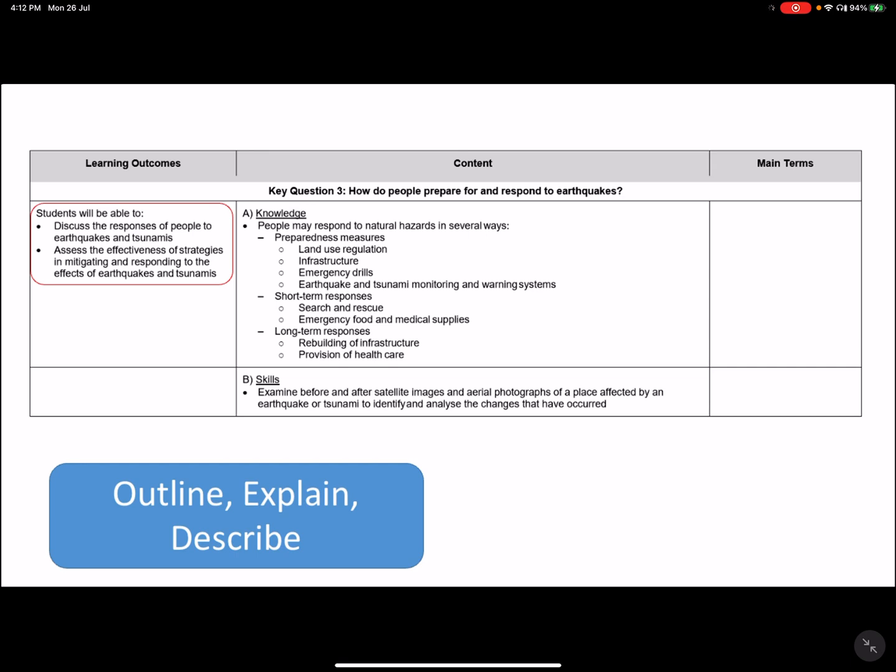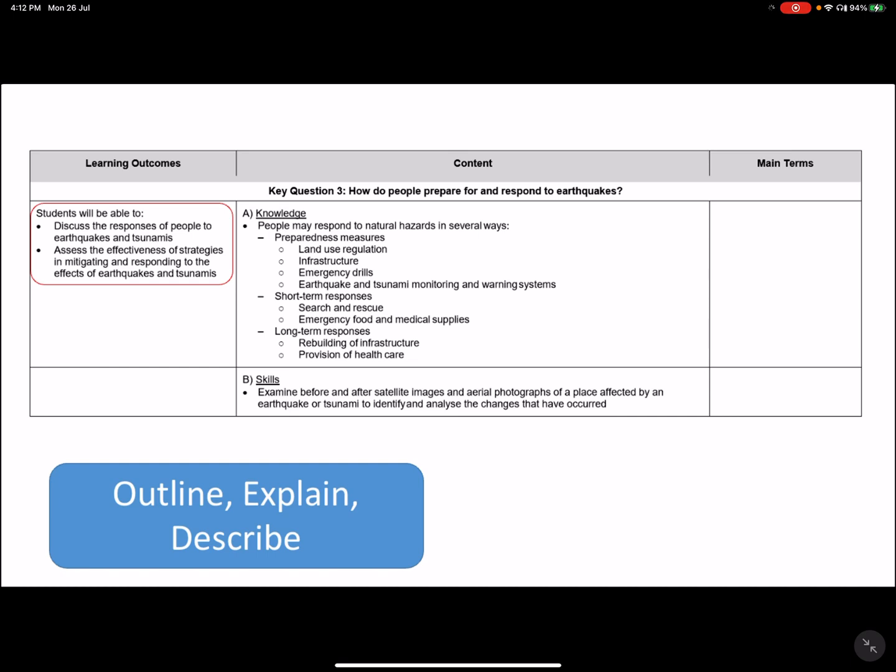The KQ3 itself, once again, you do have large parts of it containing areas where you can test for open-ended question types. So responses, okay, how do people respond? Which is the better response? Okay, effectiveness of strategies in mitigating and responding. These are both areas. They can ask you to toggle between preparedness measures, which is the better one. They can ask you to toggle between preparedness measures and responses. They can ask you to toggle between short and long-term responses.